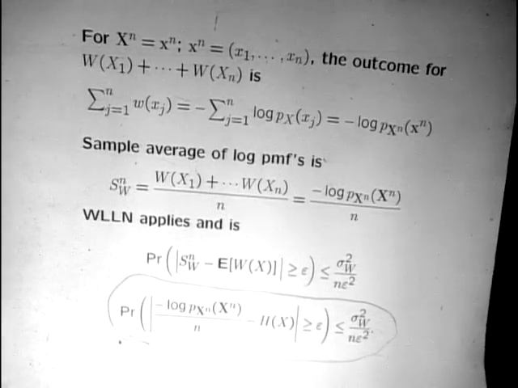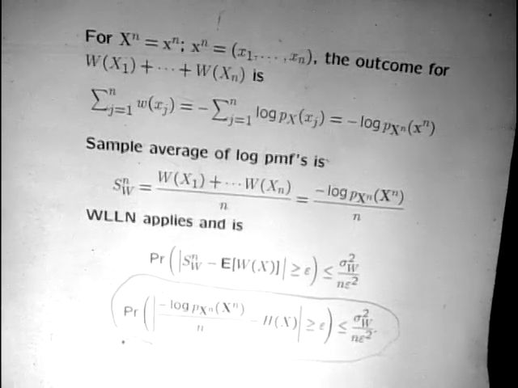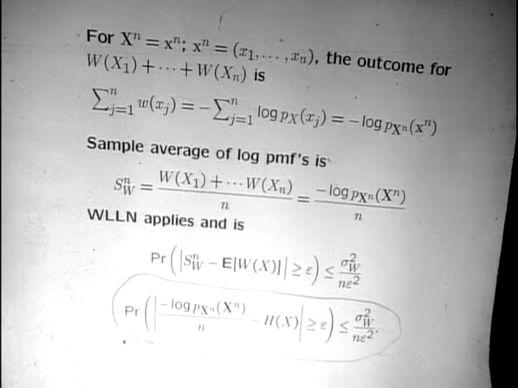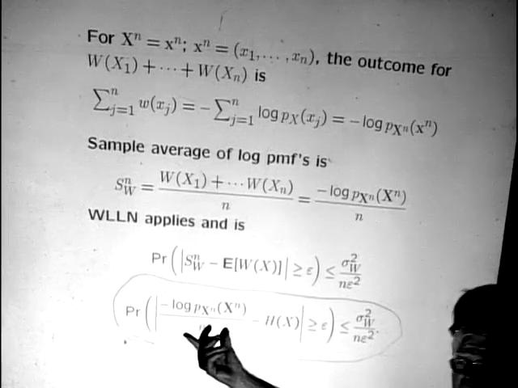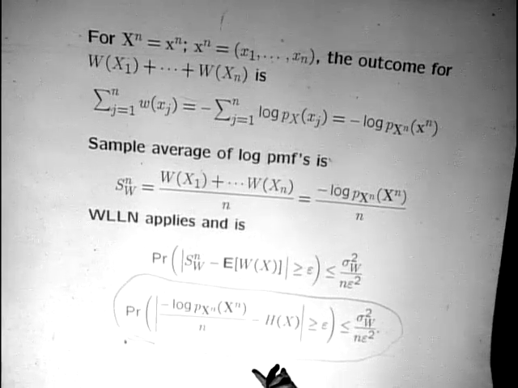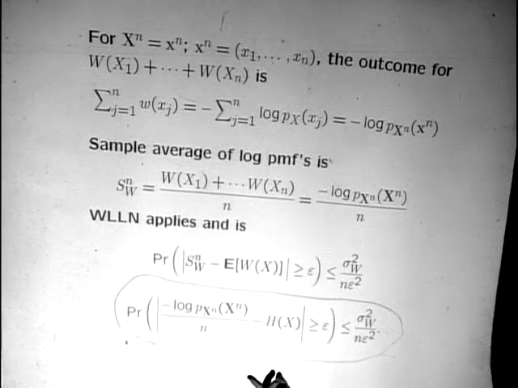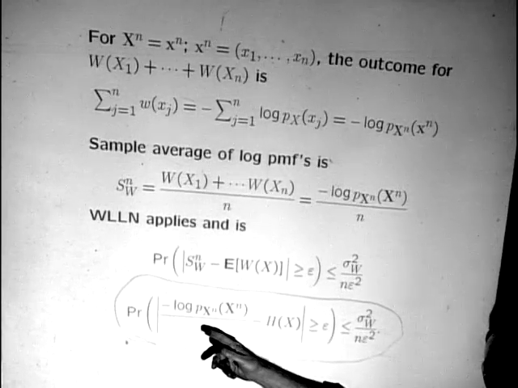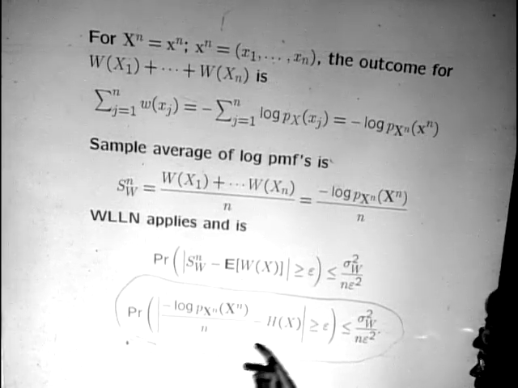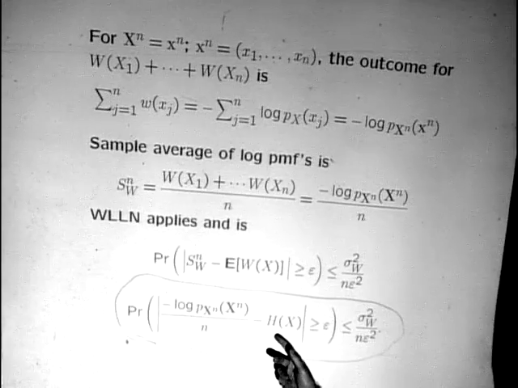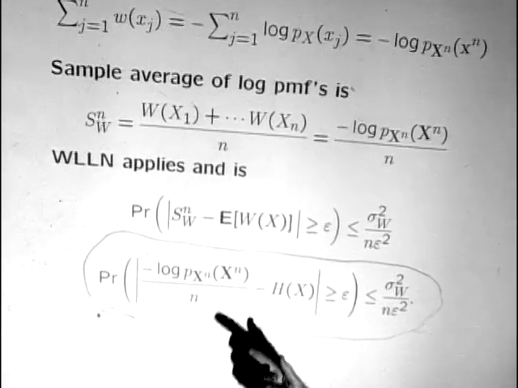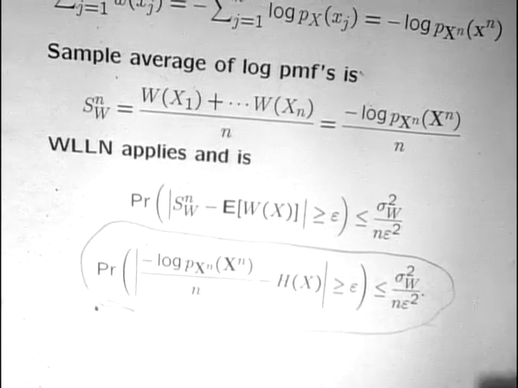I'm going to spend a few slides trying to say what this means, but let's try to just look at it now and see what it must mean. It says that with high probability, this quantity is almost the same as this quantity. It says that with high probability, the thing which comes out of the source is going to have a log probability divided by n which is close to the entropy. It says in some sense that with high probability, the probability of what comes out of the source is almost a constant.